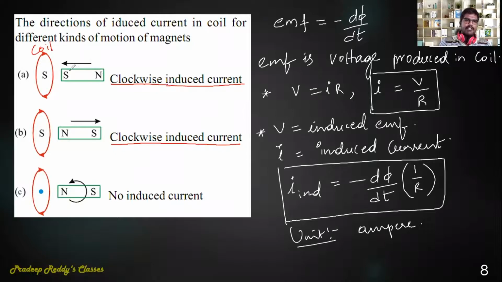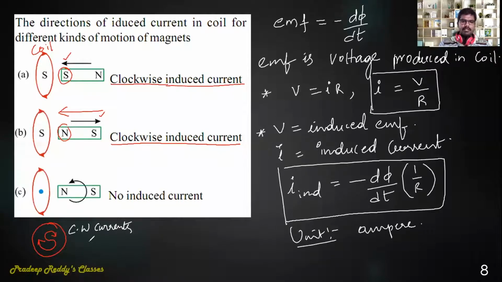See, for example, in this first case, this is south and this is north. Check it out, the arrow mark is here. Suppose the arrow mark is in this direction, then in such a case we say that north is coming closer. The effects produced by north coming closer and south coming closer are not the same. They are opposite to each other. Therefore, if you are taking the south pole closer to the coil, then the EMF induced current in this coil will be clockwise.